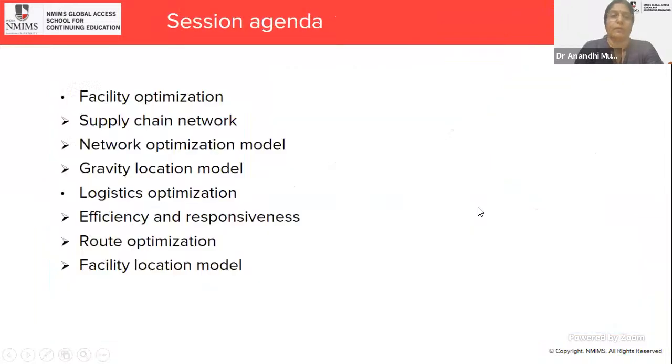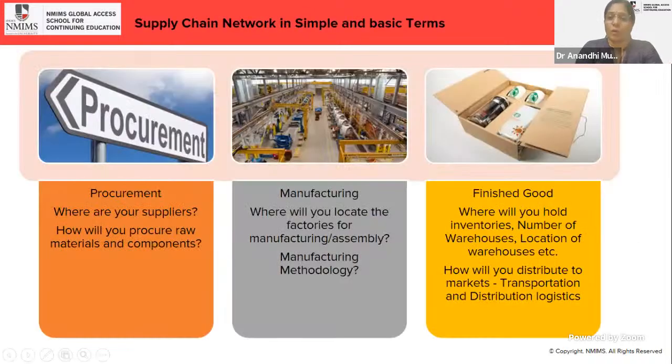Okay, fine. So today this is going to be our coverage. We are going to focus on the facility optimization first. Under that, we are going to see the supply chain network and optimization model and gravity location model. So that is on the facility optimization. And on logistics optimization, we are going to see how efficient or responsive your supply chain is and how to optimize the route and also go with the location model of your facility. So that is what we are going to see in today's session. And yes, of course, we also have Excel workouts for today's session as well, right?